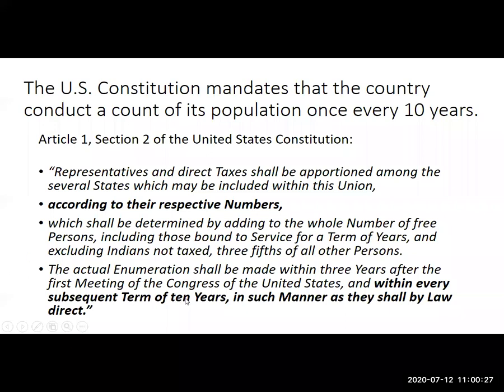Now, the actual enumeration shall be made within 3 years after the first meeting of Congress. It's been longer than that. Within every subsequent term of 10 years in such manner as they shall by law direct. And so Congress can determine the questions that are going to be determined by the census.